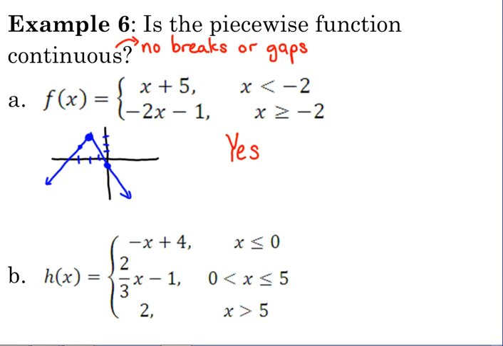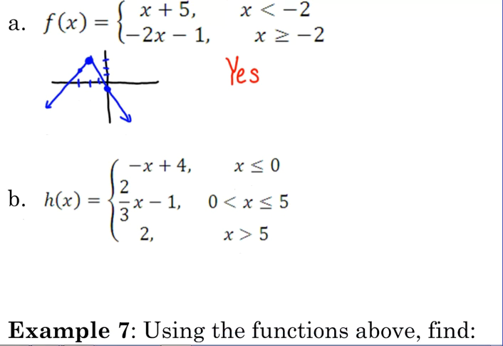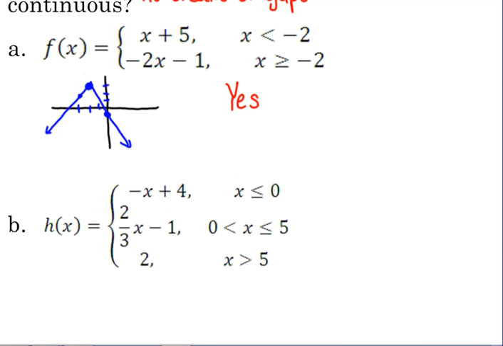So if you're trying to decide if something's continuous, you need to see, if I plug it into this piece and I plug it into that piece, do I get the same value? Let's look at another one really quickly to practice graphing as well as talking about continuity. -x + 4 when x is less than or equal to 0, 2/3 x minus 1 when x is between 0 and 5, and just plain 2 when x is greater than 5.